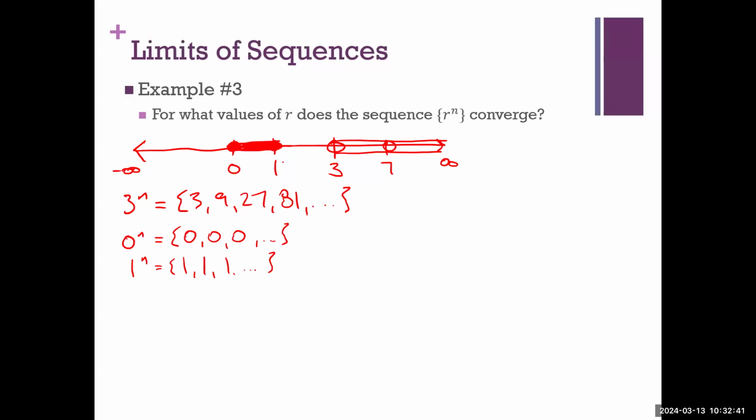What about like 1.5? Or 1.1? It's going to go to infinity, right? Anything bigger than 1, if you start taking powers of it, it's going to go to infinity. So definitely between 0 and 1, the negative numbers converge.